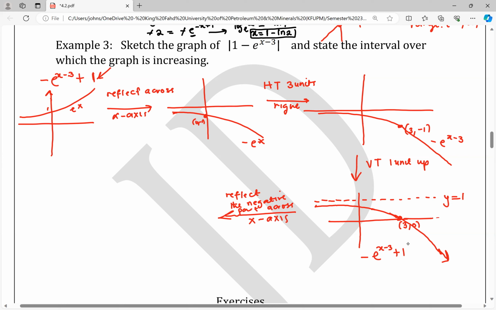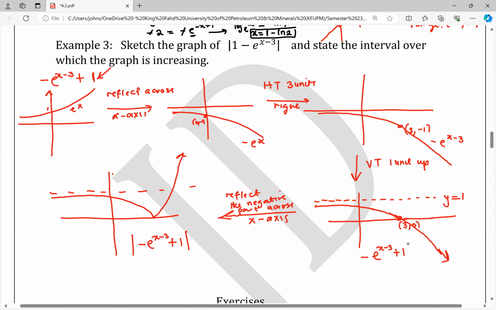So what is the negative part? Remember, the negative part means this one. So you just need to reflect it across the x-axis. And finally, we will have something like this. This will remain. This will remain. Now here we'll just go up here. Okay, so this is what we have here. This is the absolute value of the function minus x minus 3 plus 1.